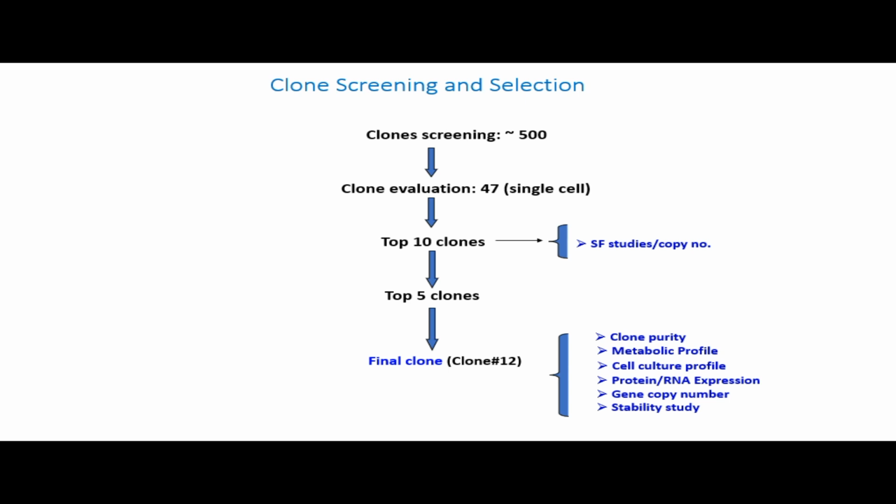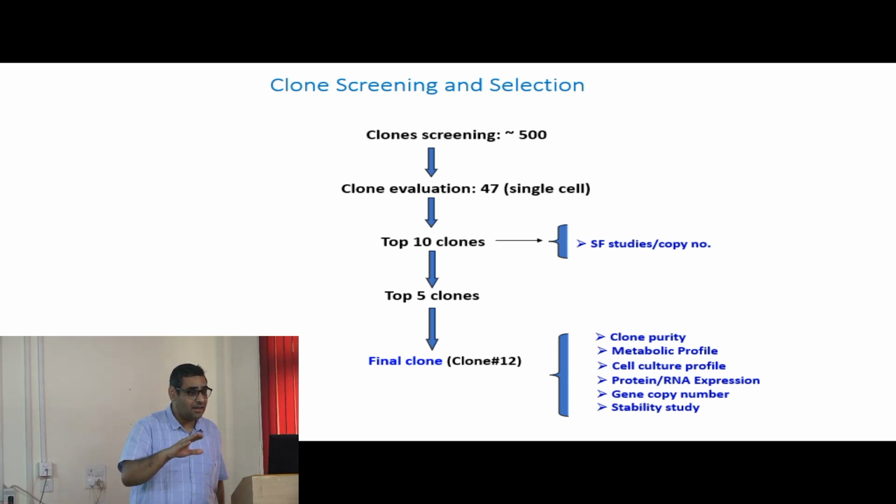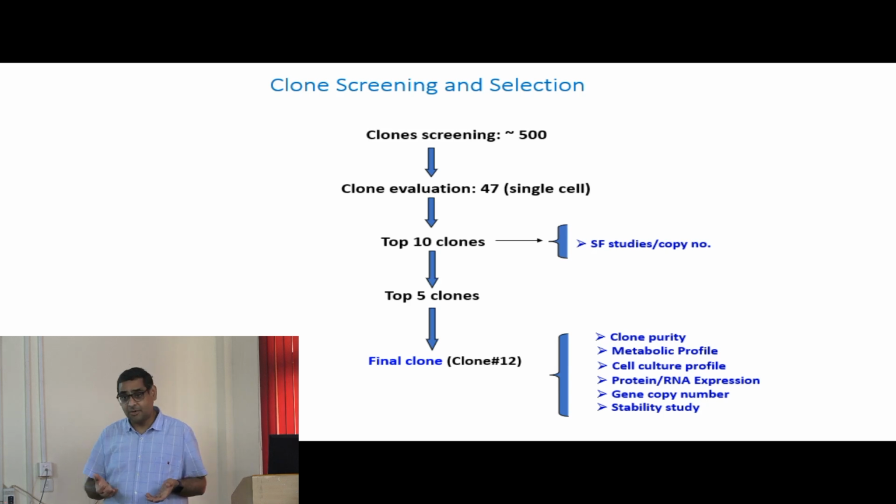Then evaluate these clones and see the copy number, how much copy number. This is also very important. Then you select the top 5 clones, and then one clone, which I have written as clone 12. I will show you that. If you are able to do only this one and have not done the rest, it is of no use. If you don't have clone purity, a good metabolic profile, protein and RNA expression profile, or copy number and stability, which is very important, you cannot go ahead with therapeutic protein development or production.